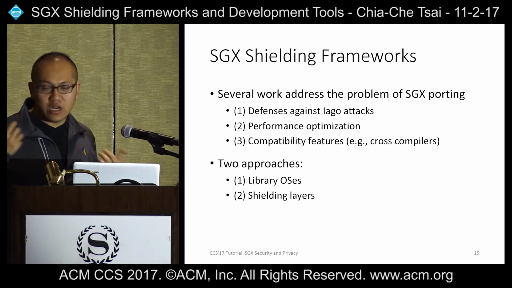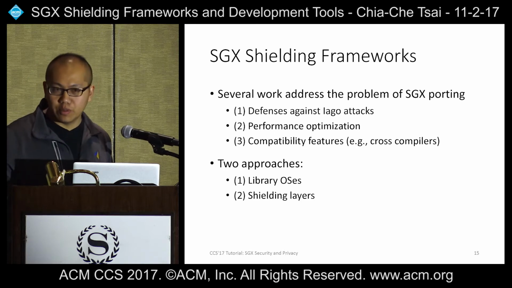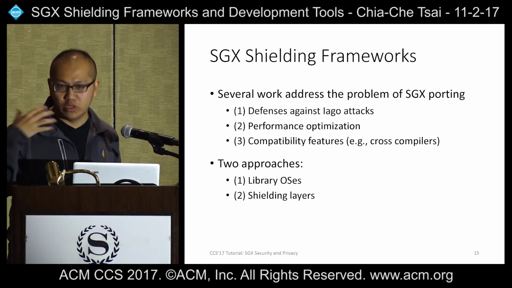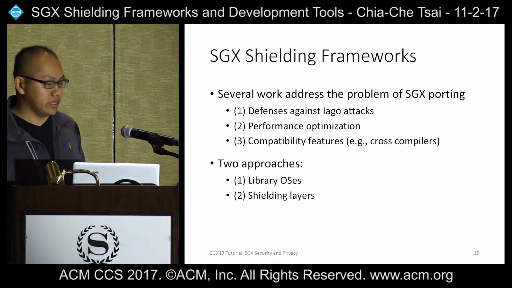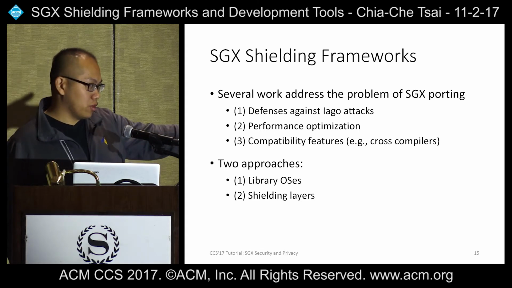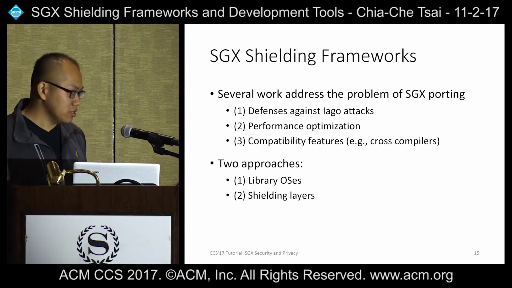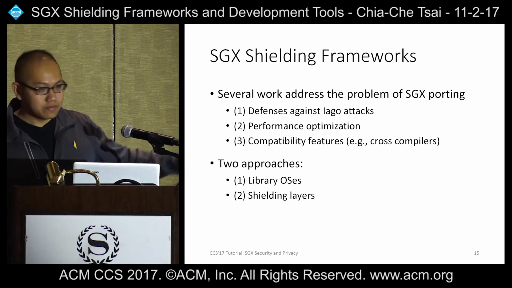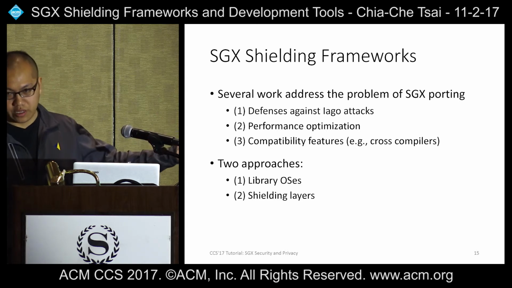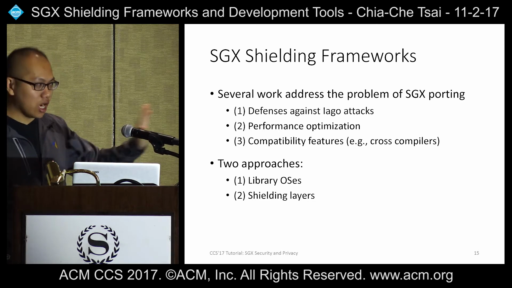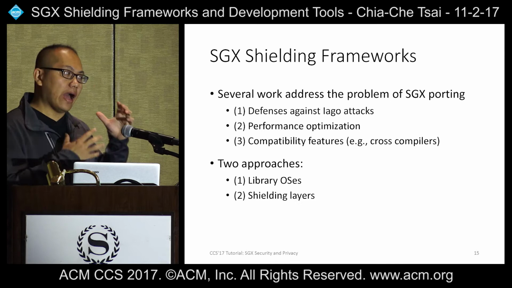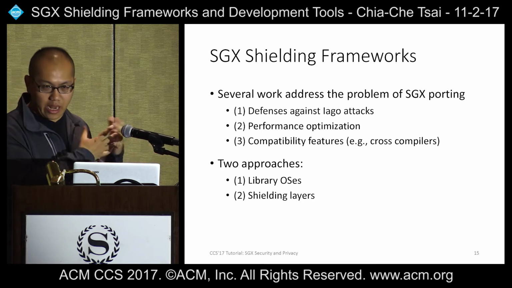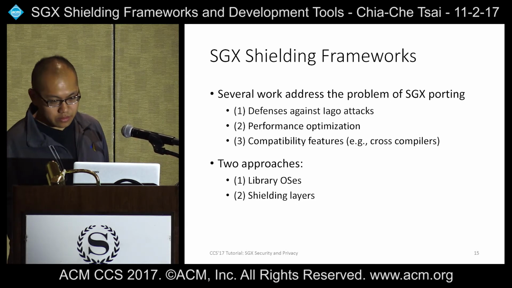Third, they also provide competitive features, or you can call it usability features, so they make it really easy to port any application, so you don't have to put too much effort into doing it. And there are two main approaches. One, as Chia-Che mentioned earlier, is library OSs. Second is shielding layers. Today we'll mainly talk about these two solutions and show the comparison, to help you understand when you want to pick these and how you actually use them.